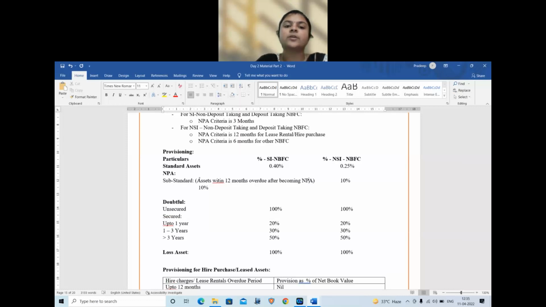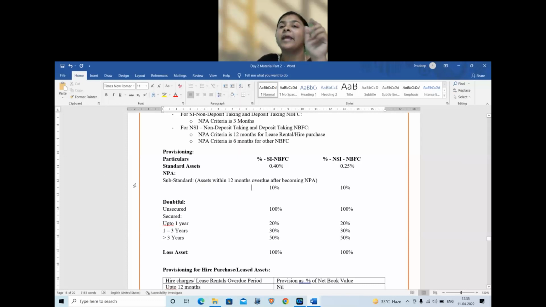Assets within 12 months overdue after becoming NPA. Exactly, 3 plus 12. If it is systemically important, 3 plus 12, non-systemically, 6 plus 12, or 12 plus 12, depending on the case. Substandard.